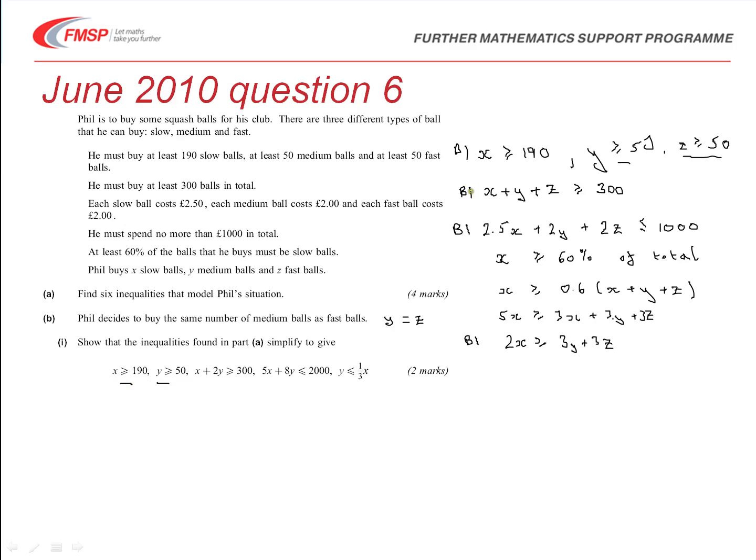Then the total, x plus y plus z greater than or equal to 300: since y is equal to z, that statement becomes x plus y plus y again, so we show that it becomes x plus 2y is greater than or equal to 300, and of course the 2 y's give you the 2 y's in here.